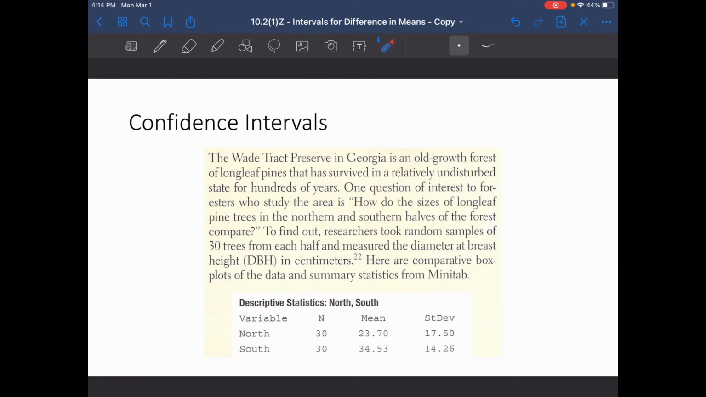So we have our northern trees that number about 30 in the total sample. They have a mean diameter of 23.7 centimeters and a standard deviation of 17.5, with our southern trees that number about 30 as well, with a mean diameter of 34.53 centimeters and a standard deviation of 14.26.